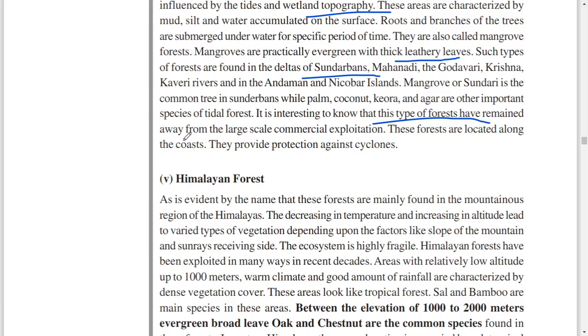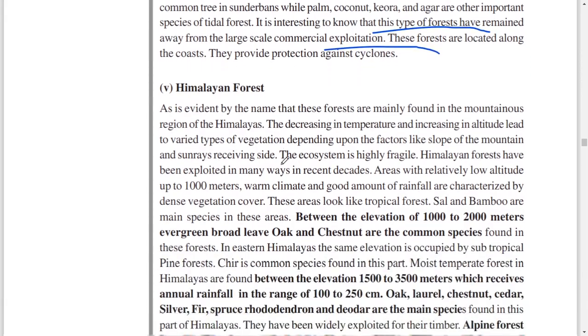It is interesting to know that this tidal type of forests have remained away from the large scale commercial exploitation. These forests are located along the coasts. They provide protection against cyclones.